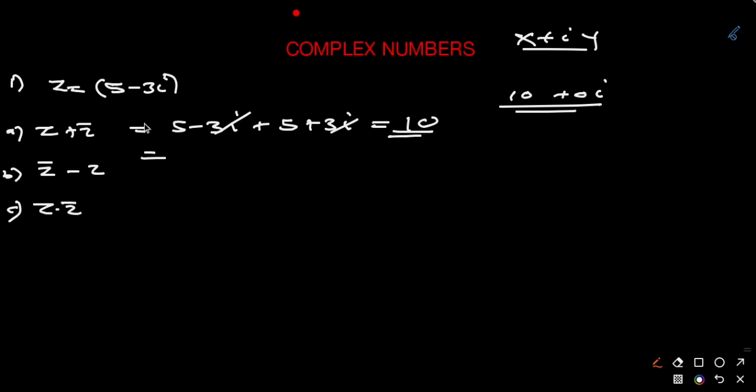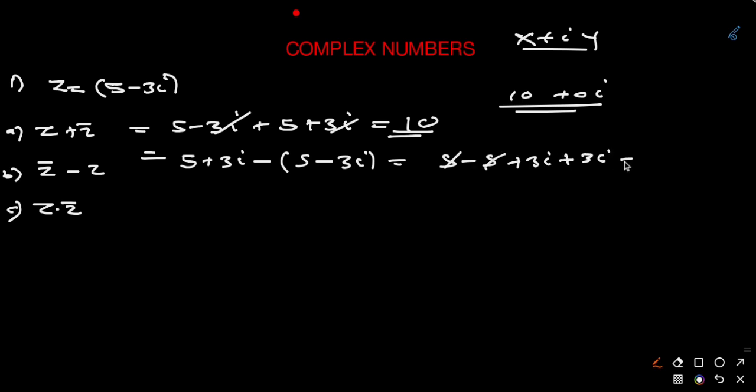Then the second one, we have the conjugate. The conjugate is 5 plus 3i. Then we have minus, open bracket, 5 minus 3i. Then from here, what are we going to have? We're going to have 5 minus 5, and then that is 3. Then here, negative multiplied by negative is positive. Then these are going to cancel each other. Then here, what I'm going to get is 6i. But if the question is asking you to write it in this form, you need to say 0 plus 6i.